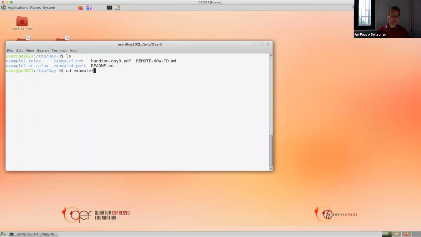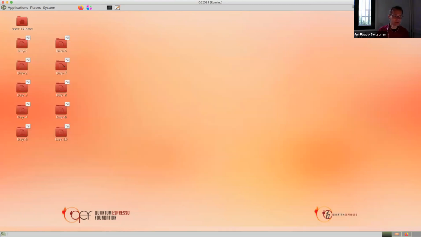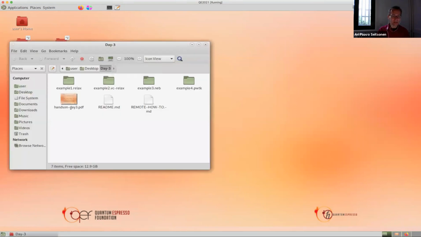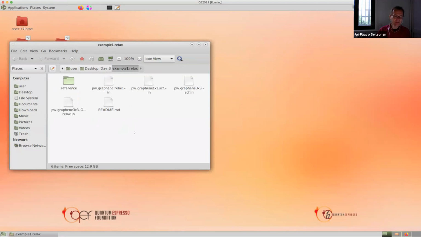If you don't remember, you can go directly to the link on day 3. You click, and the hands-on is there, so you can open the file if you want. Like Tony and others have explained, in every directory there's this README file, and then there are some other instructions here for the remote execution. I have this PDF file which I was showing open already. So now we go to the first exercise.